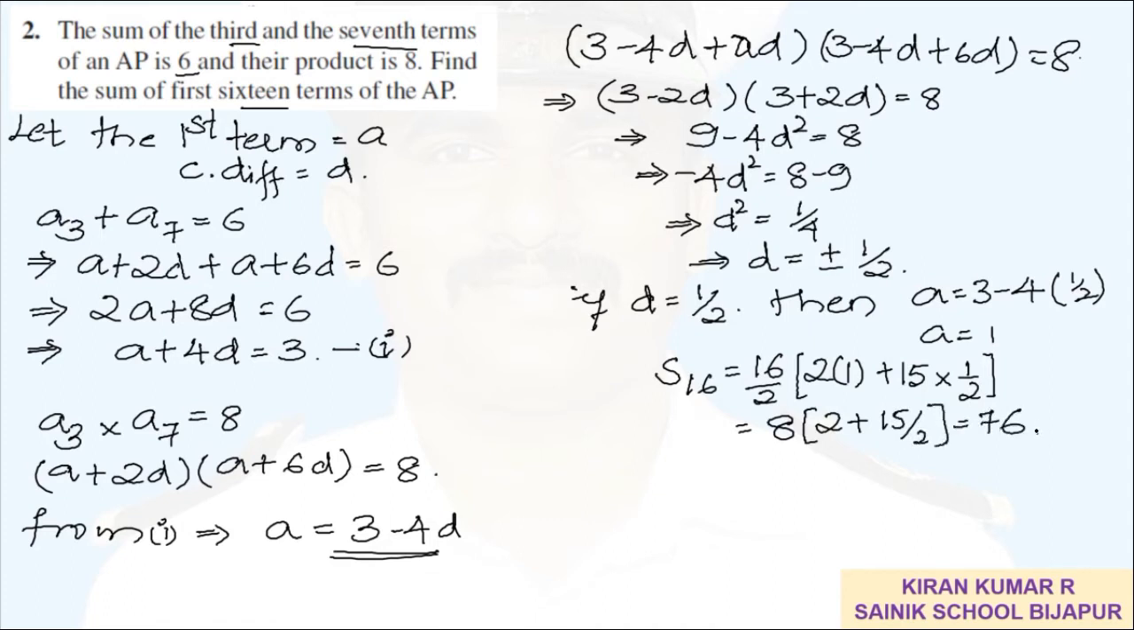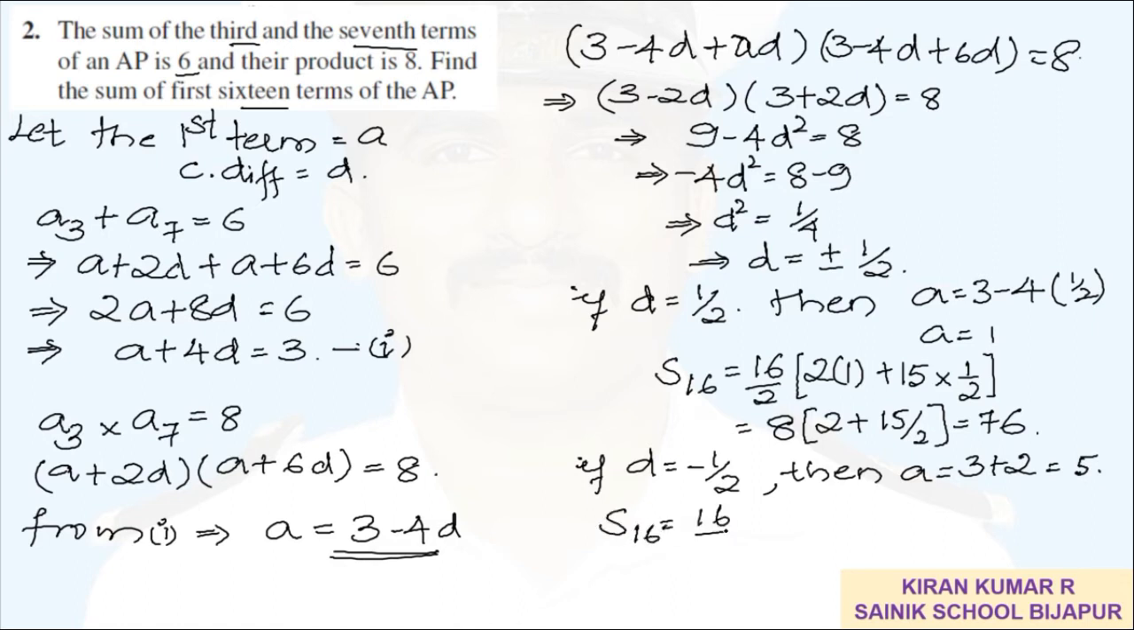We get the result as 76. You can check it out. And if you consider d value to be negative 1 by 2, then a will become 3 plus 2, which is 5. Now with this, I can find the sum of 16 terms as 16 upon 2 multiplied to 2 times of a, which is 5, plus 15 times of negative 1 by 2, which will be resulting to 20.